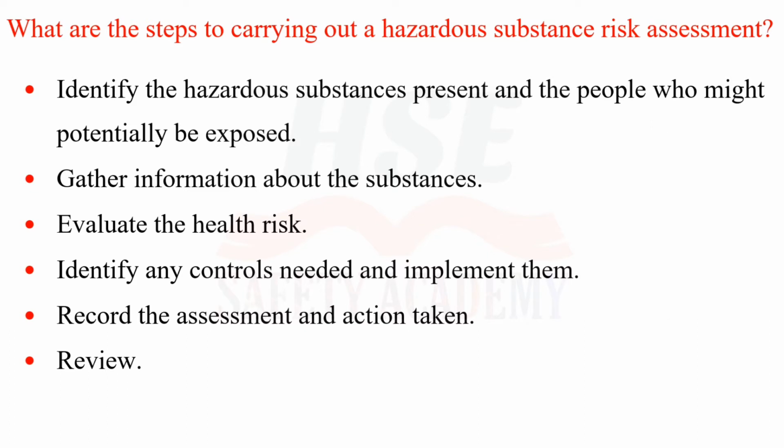What are the steps to carrying out a hazardous substance risk assessment? Identify the hazardous substances present and the people who might potentially be exposed. Gather information about the substances. Evaluate the health risk. Identify any controls needed and implement them. Record the assessment and action taken. Review.